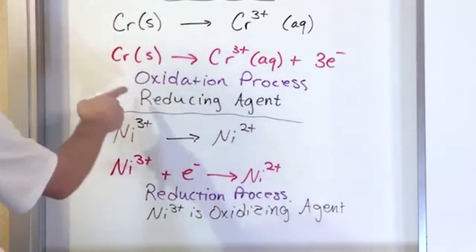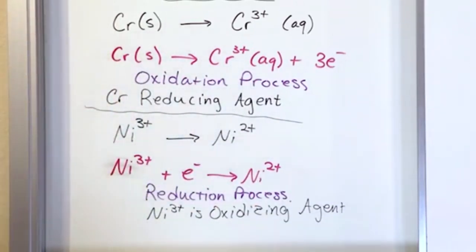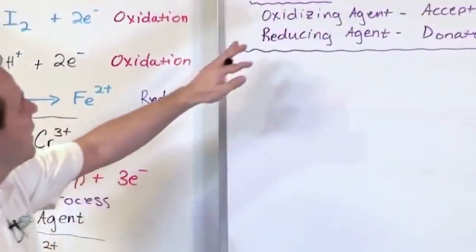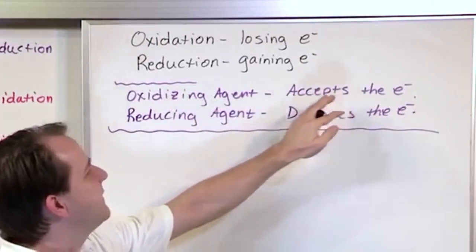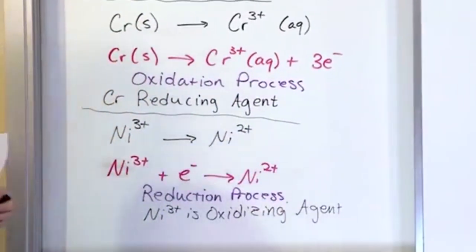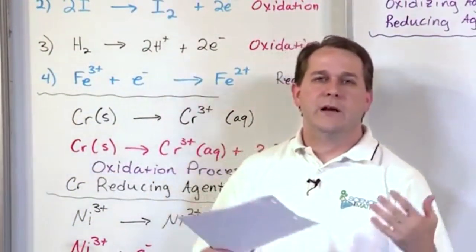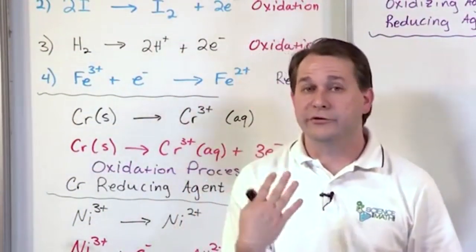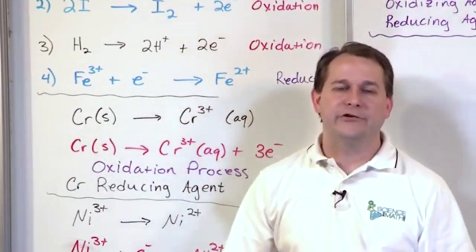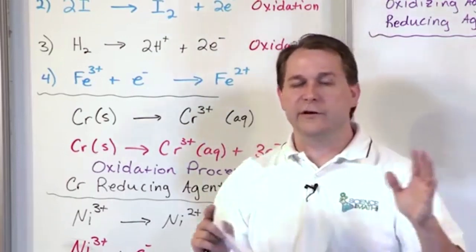Just like up here when I said chromium is the reducing agent, the nickel ion, the thing I started with, is an oxidizing agent, because an oxidizing agent is just something that accepts the electrons. In this case, I'm accepting the electrons and getting a new ion at the end of it. So this is a good introduction to half reactions, trying to understand what half reactions look like, and also balancing half reactions and making them balance for mass. That's what we're usually talking about balancing.